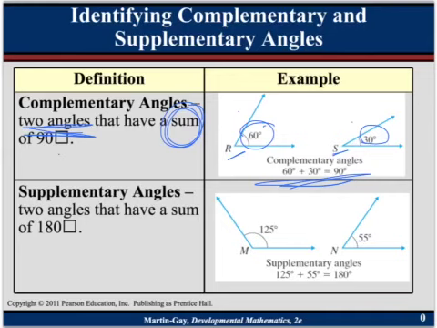Supplementary angles have a sum of 180. So if you have two angles that add together to give you 180 degrees, those are considered supplementary angles. So angle M is 125, angle N is 55 degrees. When you add them together, you get 180 degrees, which makes them supplementary angles.